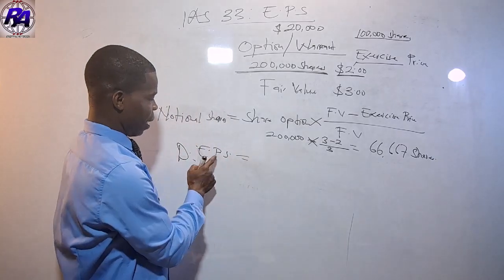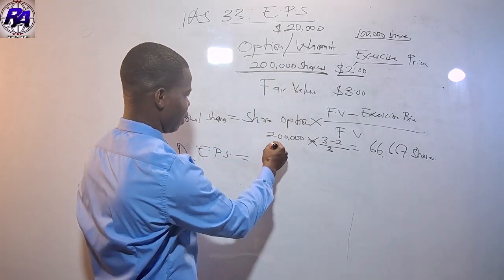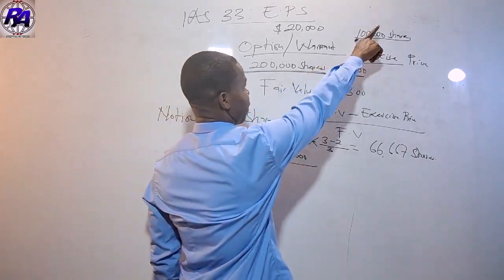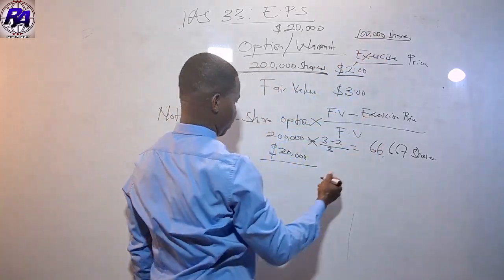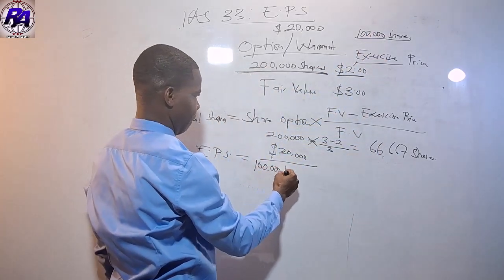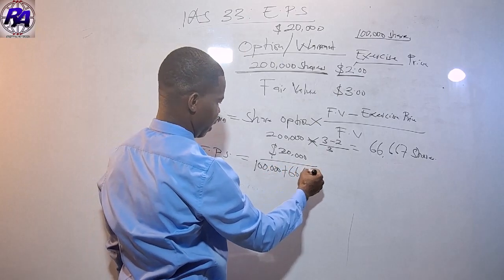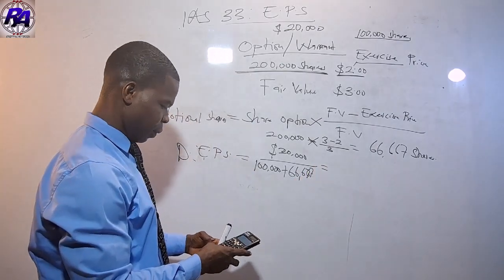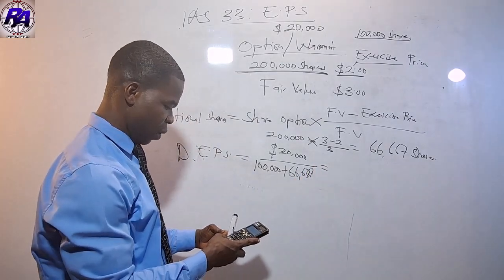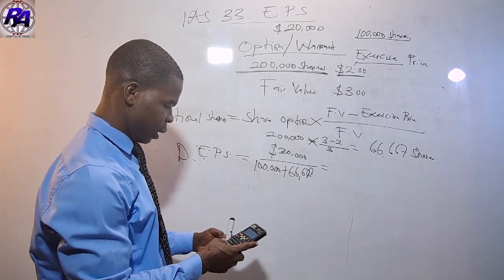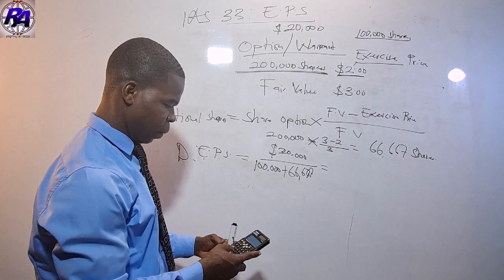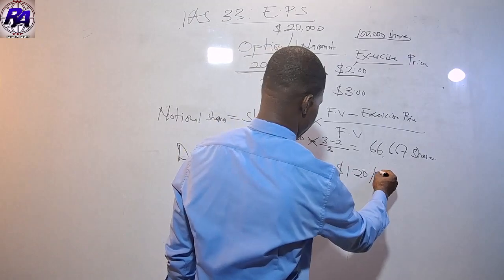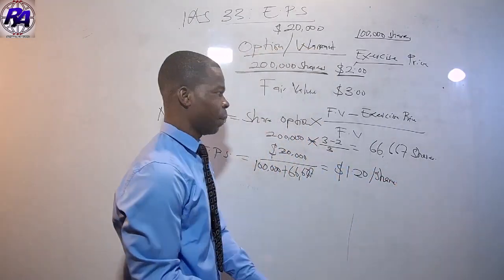Okay, so in this question, our diluted earnings per share will be the $20,000, all divided by the 100,000 shares we were capitalized with, plus 66,667. So this is 20,000 divided by 166,667. It is giving us 1.2 per share.